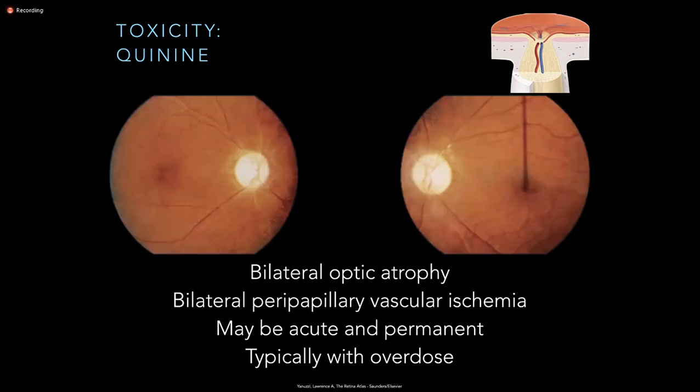This is a patient here that shows bilateral optic pallor and atrophy. There's bilateral peripapillary vascular ischemia. These can be acute and permanent, and typically seen not with regular dosage, but with an overdose of quinine.